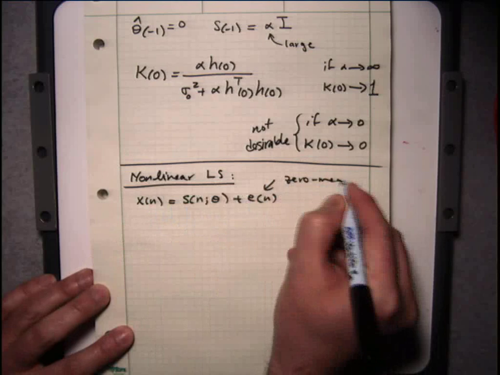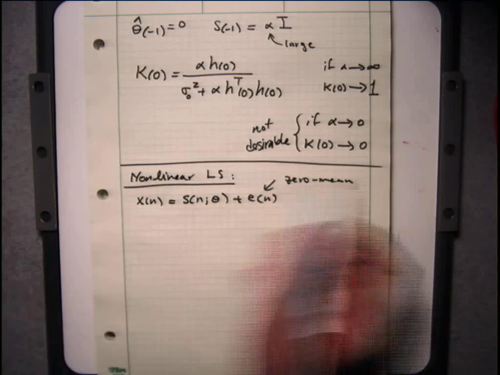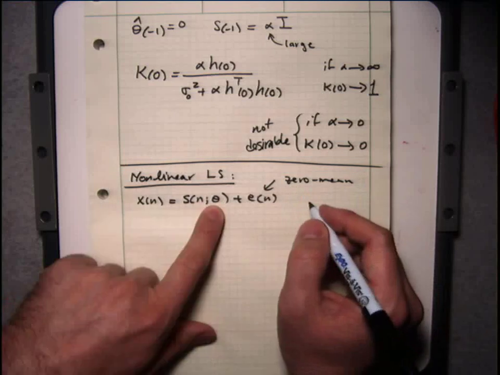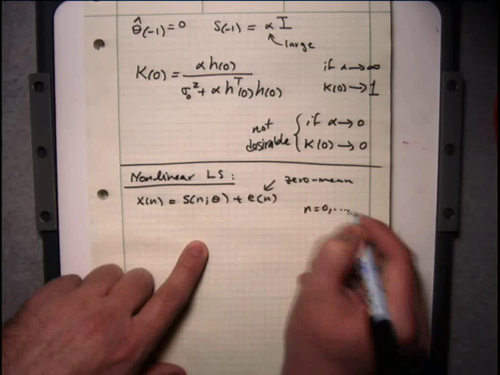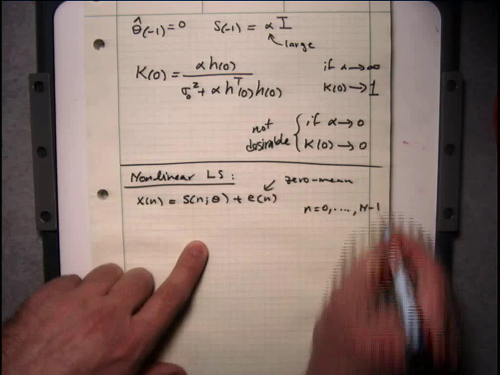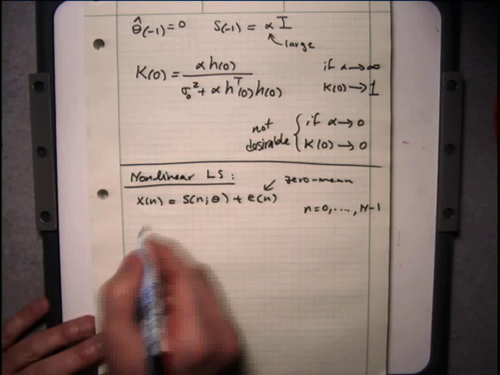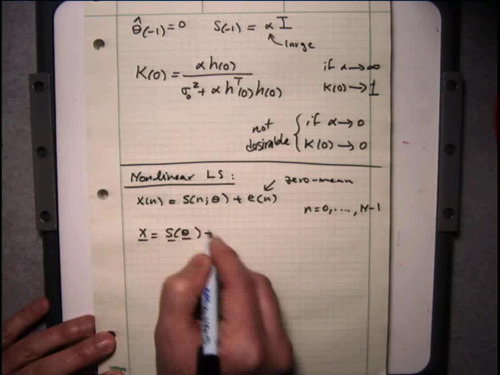Okay, so this theta might be multiple parameters that we don't know. And the data, n might go from, let's say, 0 to n minus 1. Okay. So let's take this and stack it all into a vector as normal. So we write x equals s of theta plus e.